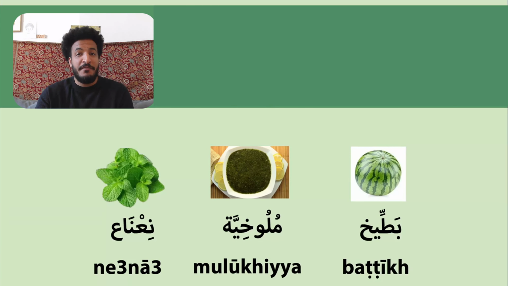And the next object we have here with the color green that we use a lot in Egypt and we love is نعناع. نعناع means mint.